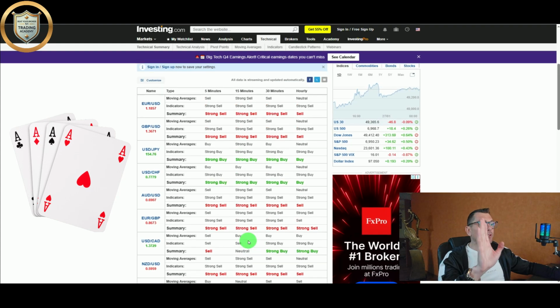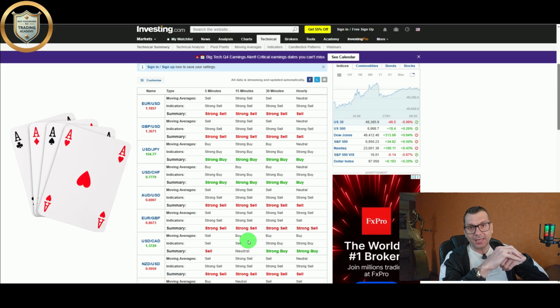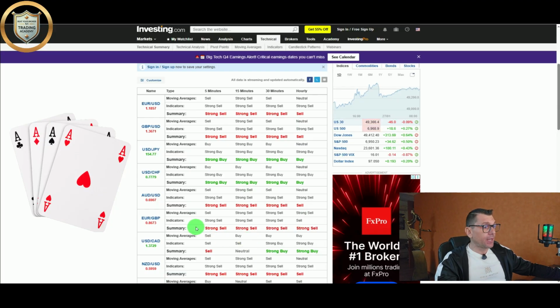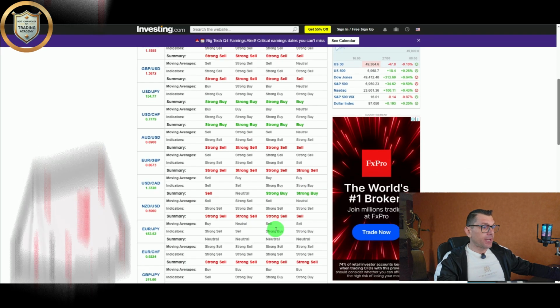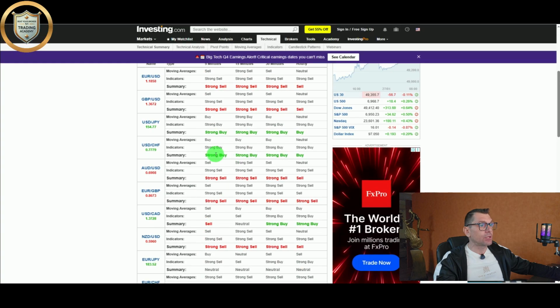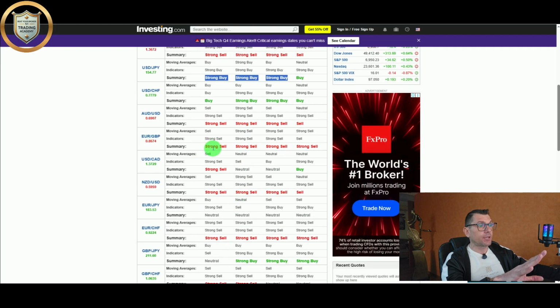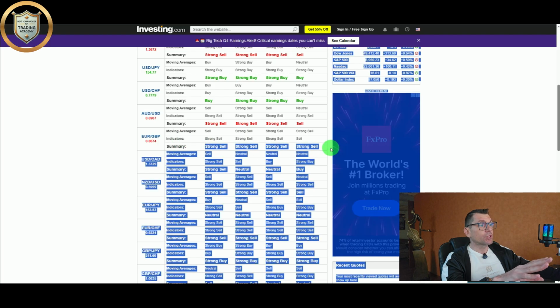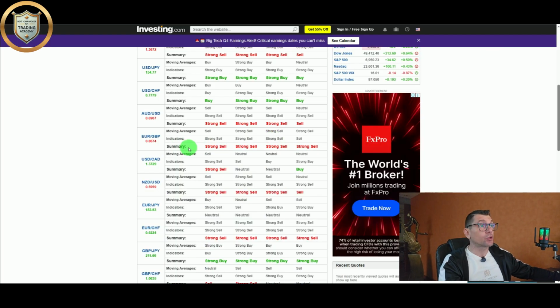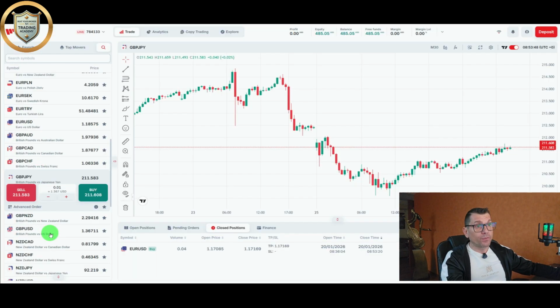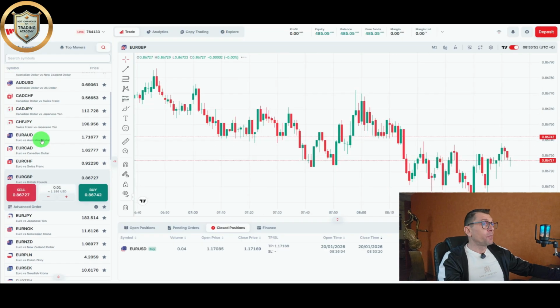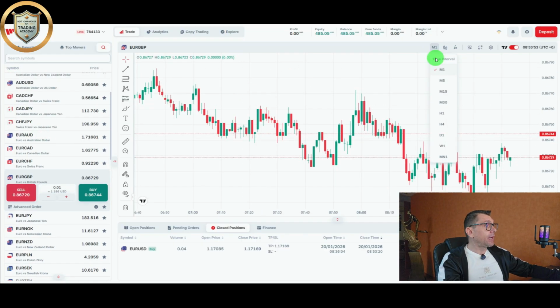You need to select only the ones that have either strong sell, as you can see here, on all 4 time frames, or strong buy on all 4. We don't have a strong buy yet, but we have strong sell. So we have 4 time frames with strong sell on Euro GBP: strong sell, strong sell, strong sell. That's what we're going to do now. We're going to go to our trading platform and find Euro versus British Pound. Now, we are looking at the graph of 1 hour.